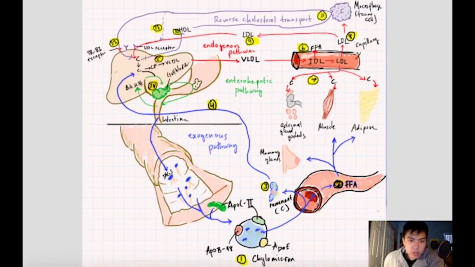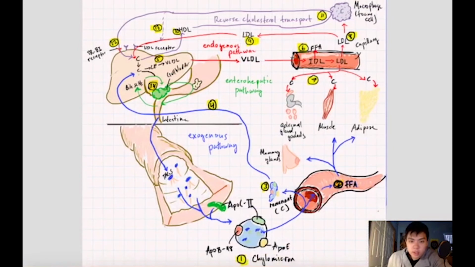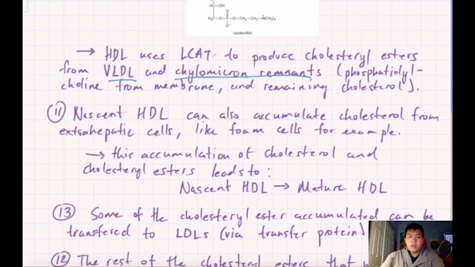So in this step, this is what it's showing. You're forming your HDL, all right? In addition to forming its own cholesterol esters from your remnants of chylomicrons and VLDLs, your nascent HDL can also accumulate cholesterol from extrahepatic cells, like foam cells, for example. So that's this step right here. It's taking some cholesterol. Remember we said how this accumulates cholesterol. This is actually taking some of it for itself. And your nascent HDL is going to form its own cholesterol esters and cholesterol itself, and is going to grow into a mature HDL.